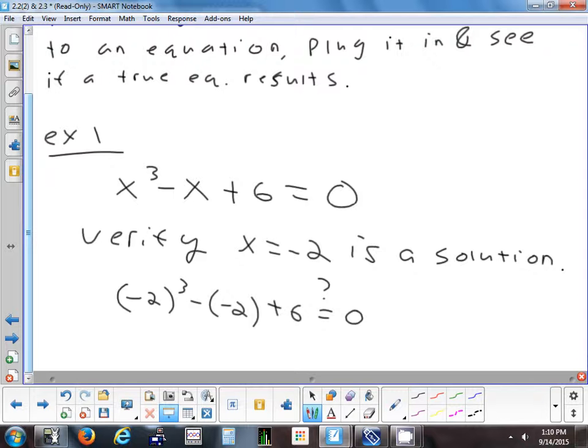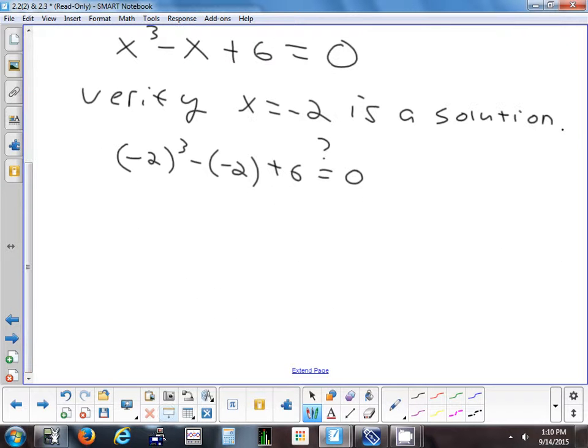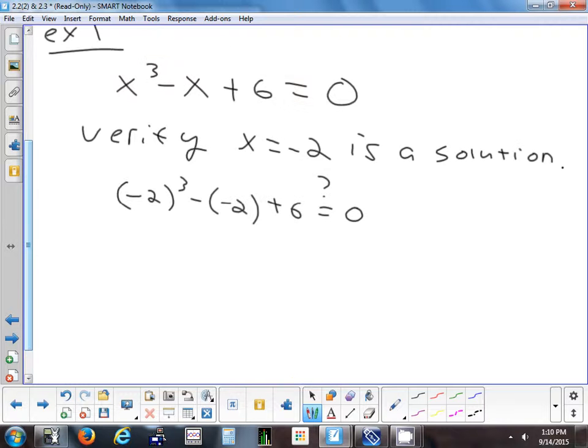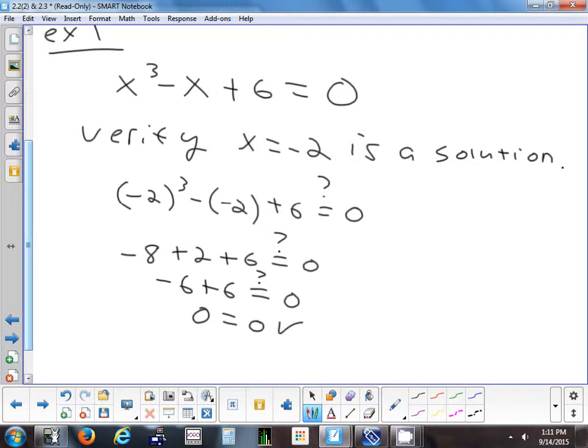Tom, what's -2 cubed? Yeah, -8. Okay, and then Heaven, what's minus -2? Good, it becomes +2. Plus 6 equals 0. And I think now we can see -8 plus 2 is -6. -6 plus 6, does that give me 0? So -2 is a solution to that equation.